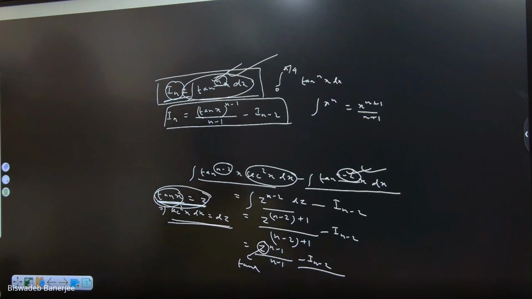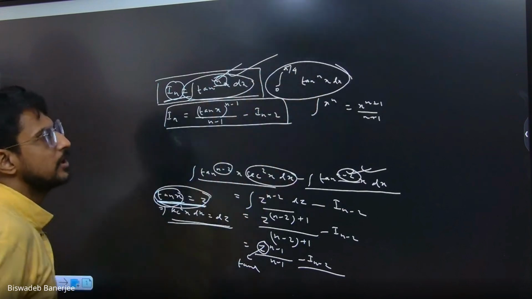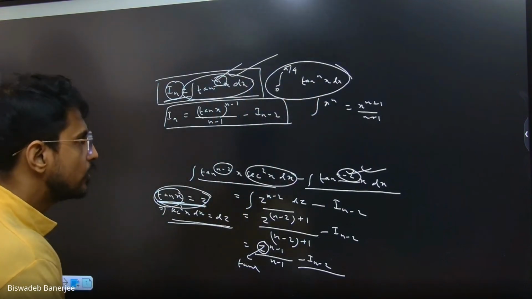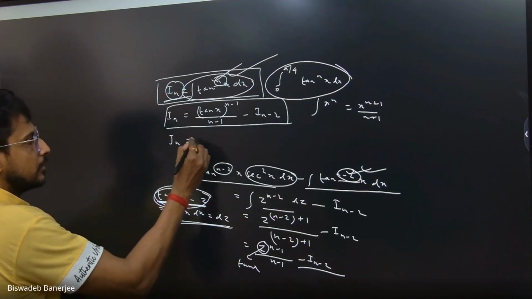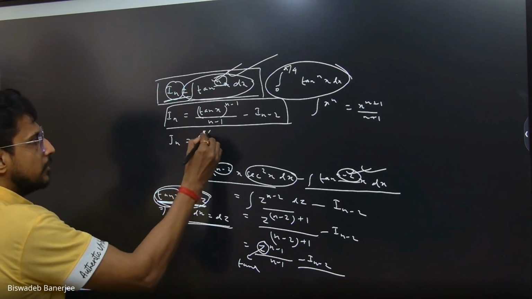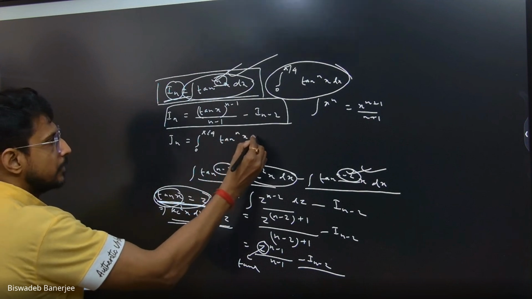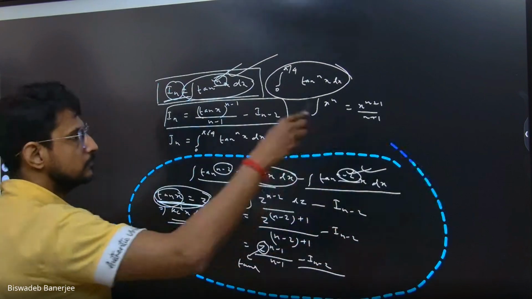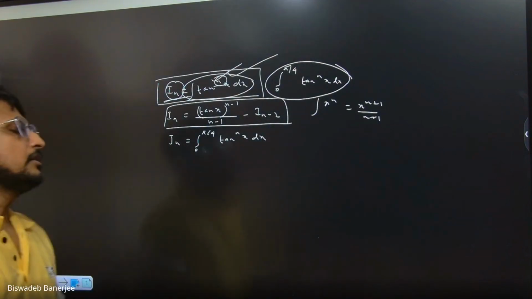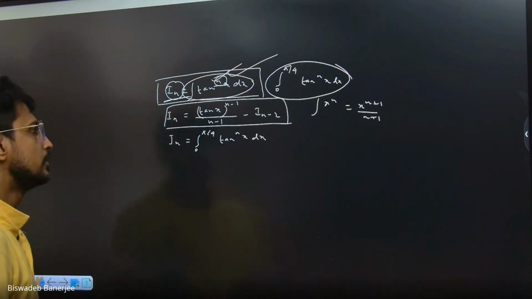Okay, this is my reduction formula. But in CU, we get so many questions from this. Integration 0 to pi by 4 tan to the power nx. Let it be some J. Say this is my Jn. Jn is integration 0 to pi by 4, tan to the power nx.